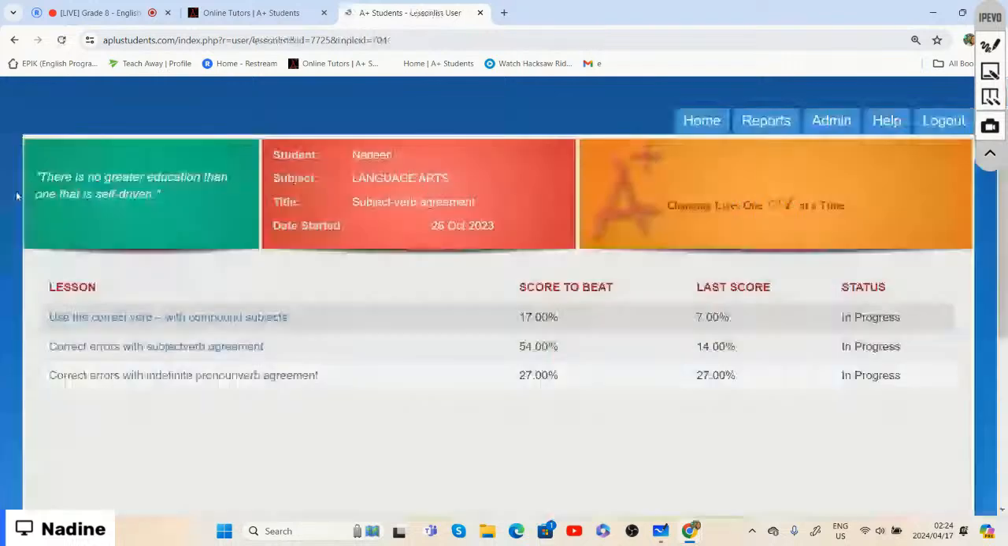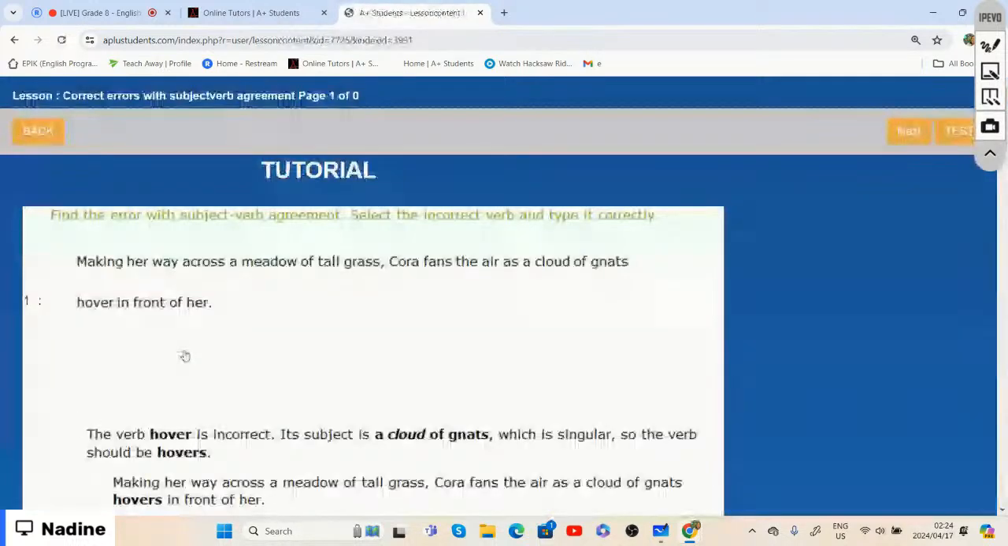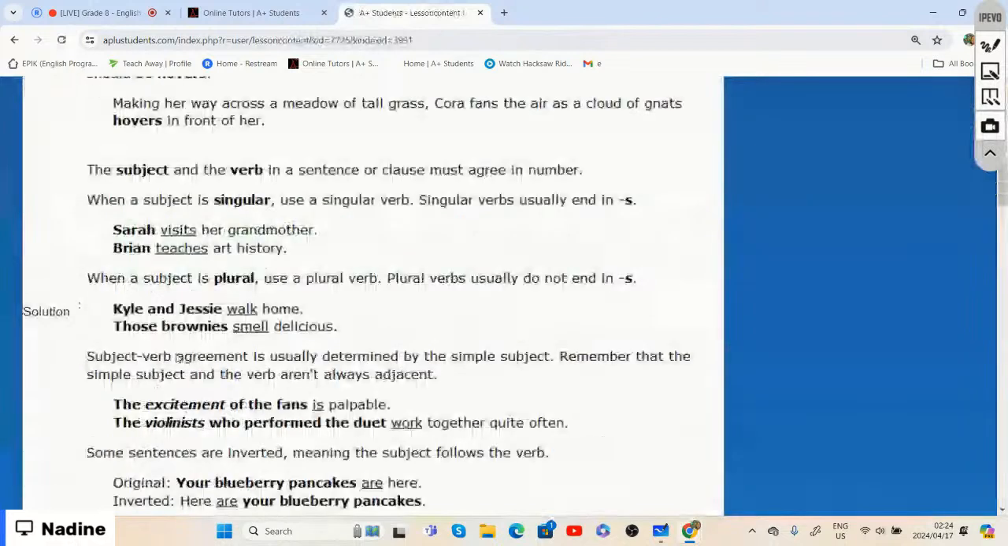All right, so now we're going to correct errors with subject verb agreement, right? The subject and the verb within a sentence or clause must agree in number. So when a subject is singular, we use a singular verb, and a singular verb ends with S. For example, Sarah visits her grandmother. Brian teaches art history. And when a subject is plural, we use a plural verb, and plural verbs do not end with S.